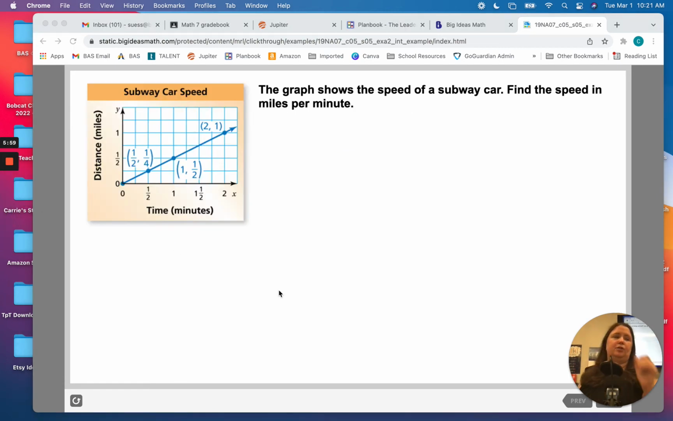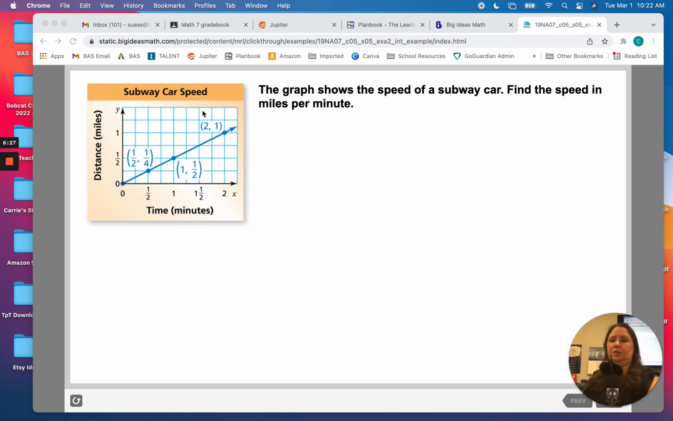All right, example 2. Write this in your journal. The graph shows the speed of a subway car. Find the speed in miles per minute. So we have the distance in miles and the time in minutes. So we're trying to find miles per how many minutes? Per minute. Minute means 1. So we want to find how fast the car is going per minute.